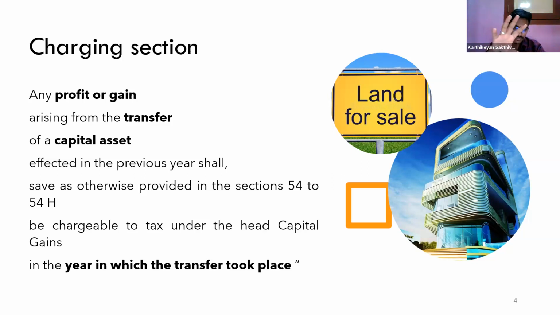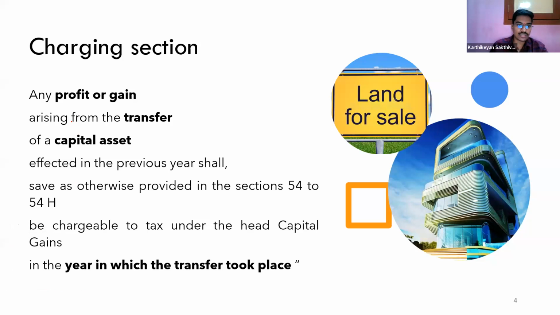Okay, well. So now let us look into the charging section, section 45. It reads as follows. Any profit or gain arising from transfer of a capital asset effected in the previous year shall, save as otherwise provided in sections 54 to 54H, be chargeable to tax under the head capital gains in the year in which the transfer took place.